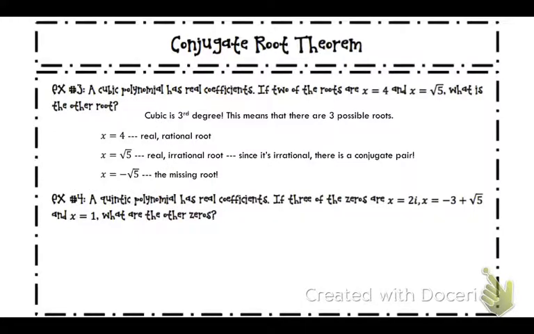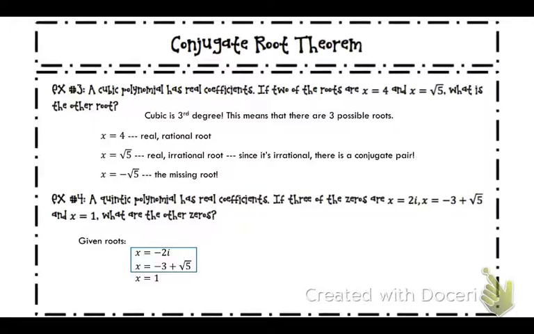So a quintic polynomial has real coefficients. If 3 of the zeros are 2i, -3 plus square root of 5, and 1, what are the other zeros? So first, those are our given roots. A quintic is a 5th degree polynomial. Okay? So we have to find 2 more roots.